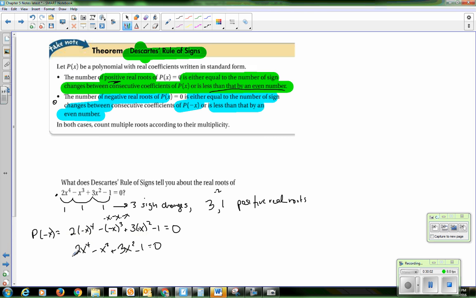Okay, so when we look at sign changes for our negative real roots, we go positive 2 to negative 1 is 1. Negative 1 to positive is 1. Positive to negative is 1. So we are going to have the number of sign changes or less than that by an even number. So we're either going to have 3 or 1 negative real roots.